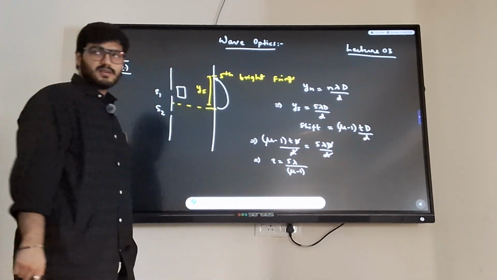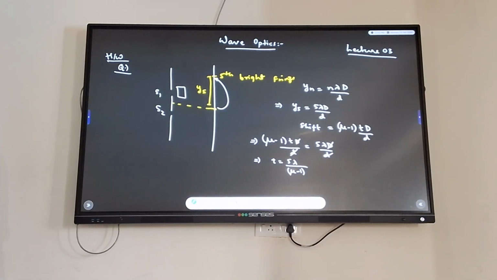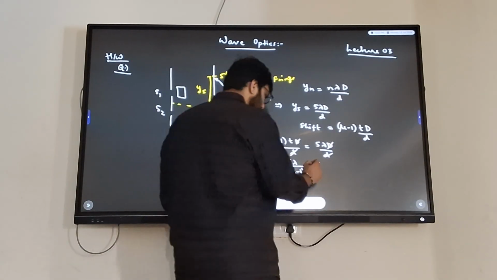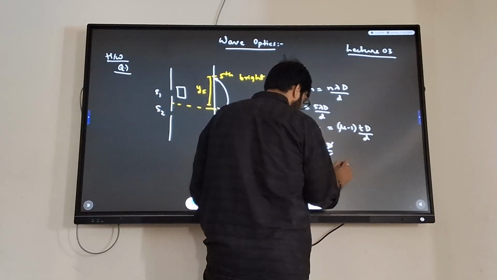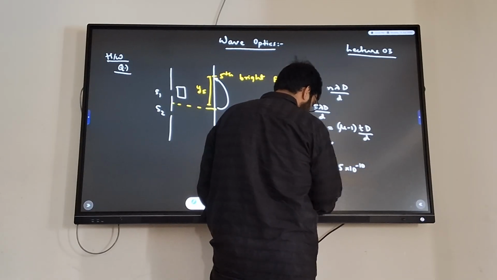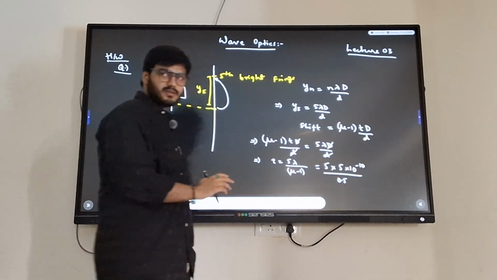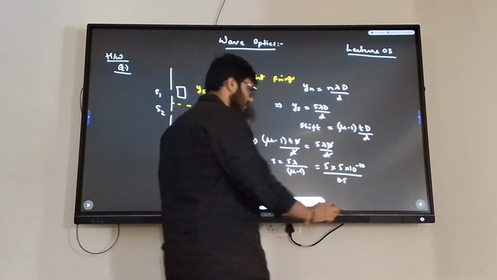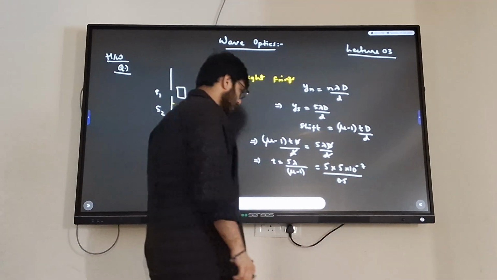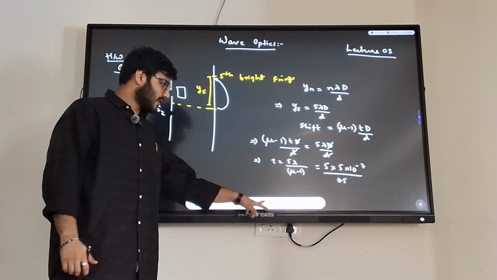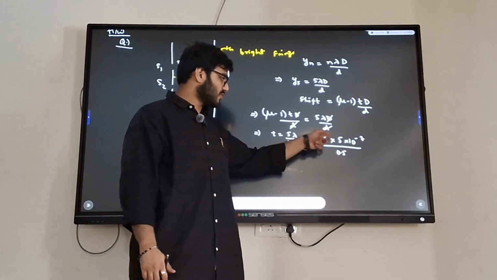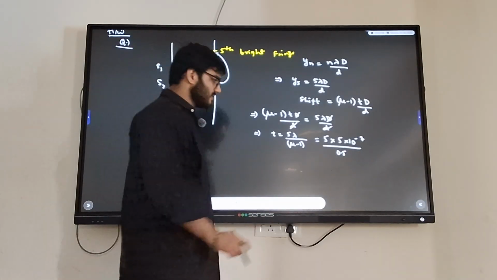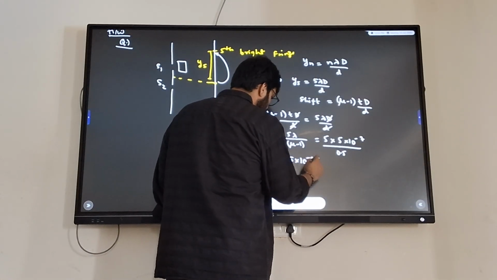What is mu minus 1? That's 0.5. What is lambda? 5 into 10 power minus 7 meters. Is there any problem here? It's correct. And now this 0.5 can be written as 1 by 2, the 2 goes there, becomes 10. So this will be 5 into 10 power minus 6 then. 5 into 10 power minus 6 meters.